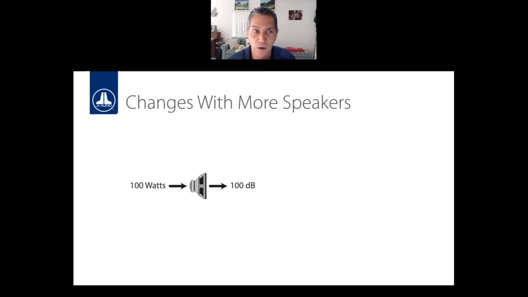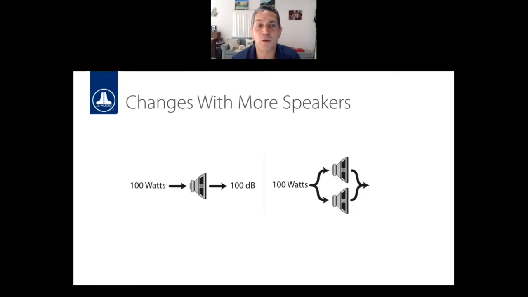So if we had a speaker that had 100 watts going into it, and let's just say as a number it was producing 100 dB, if we were to double the piston size without changing the power, so now each speaker is going to get half of that power, what do you expect our change in output to be? We go from 100 to what? And I am waiting for an answer.